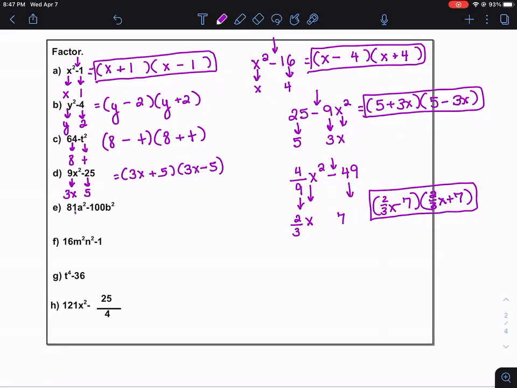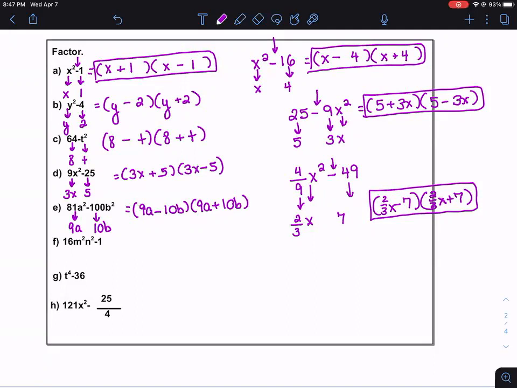For E, the square root of 81a squared is 9a, and then 10b. So everything has to be a square, including the exponent. If one part of this is not even a square, we're going to have a problem. So again, I really just want to make sure you understand that. So we're going to have 9a minus 10b and 9a plus 10b. And you're going to see a lot of this come up.